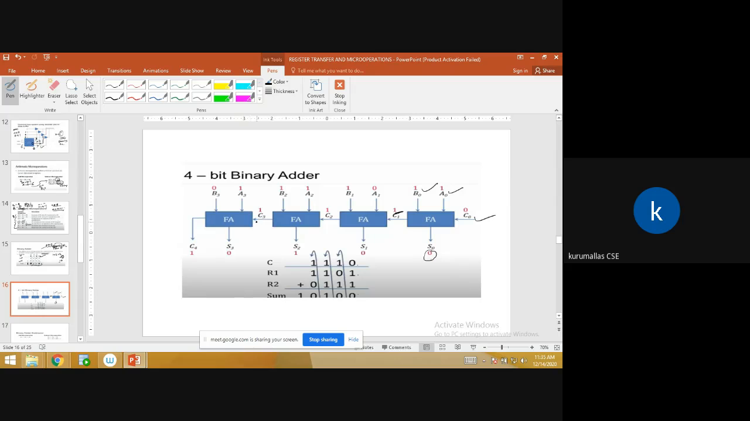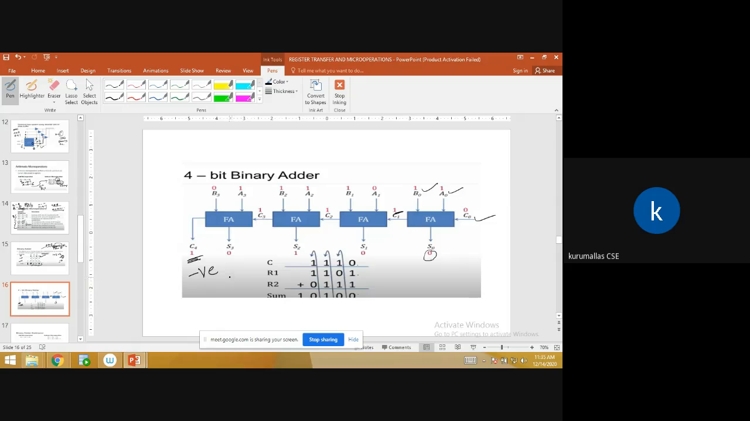So here the full adder will be added to the next full adder like this. The full adder means it takes 3 bits as input: 1, 2, 3, three bits. We can get one sum and one carry, right? If the final carry is 1, it is a negative number, so then we have to represent that number in 2's complement.